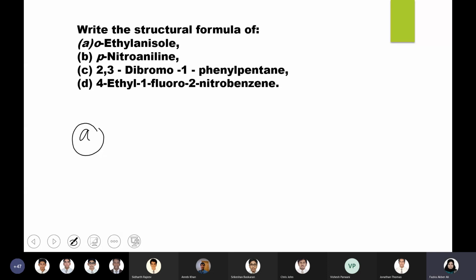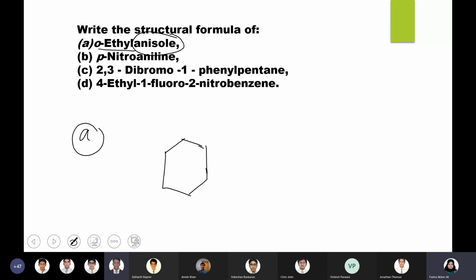Okay, let's do the first one. Ortho-ethyl anisole. So you need to draw the structure of anisole, and with respect to its ortho position, there is an ethyl group. That is how you will understand the naming. This is a common naming system where we use ortho and para terminology. So the first name was ortho-ethyl anisole. So you need to draw the structure of an anisole.